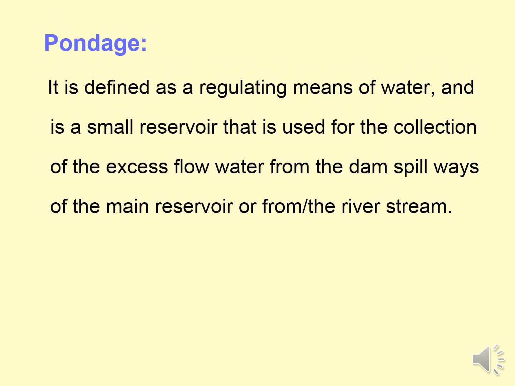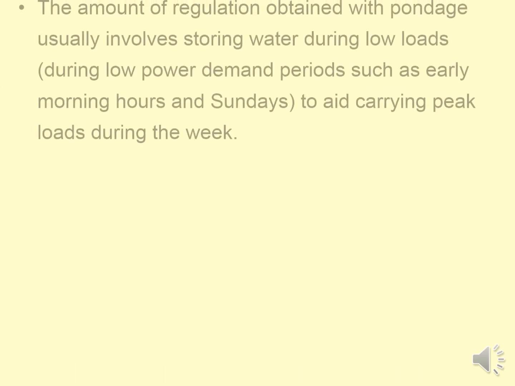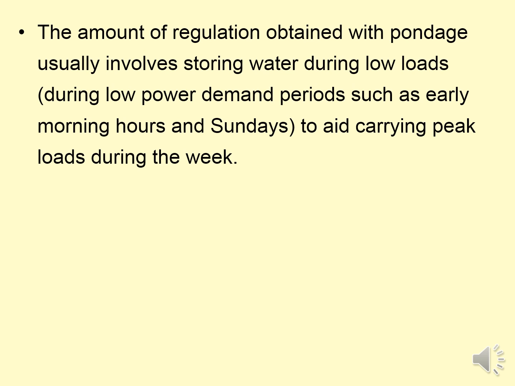Pondage is defined as a regulating means of water. It is a small reservoir that is used for collection of excess flow of water from the dam spillways and spillways of the main reservoir from the river stream. It is basically a small pond or a reservoir just behind the powerhouse. The amount of regulation obtained with the pondage usually involves storing water during low loads to aid in carrying the peak load during the week.